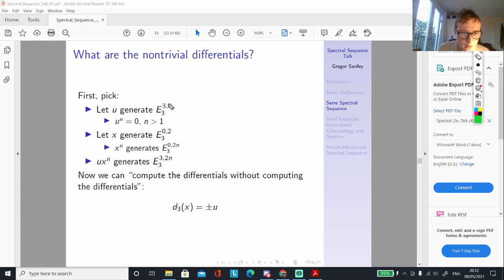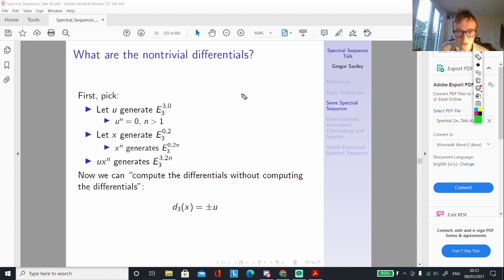So okay, let u generate E_3^{3,0}. And then u^n is going to be 0 for n bigger than 1. Because at that point, say for example u squared, that's going to land in E_3^{6,0}, and that's in the zone where it's too far away. Now if x generates E_3^{0,2}, then x^n is going to generate E_3^{0,2n}.